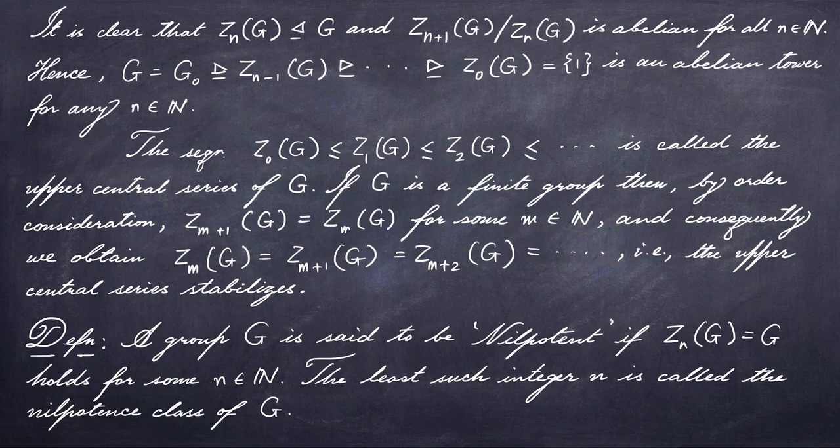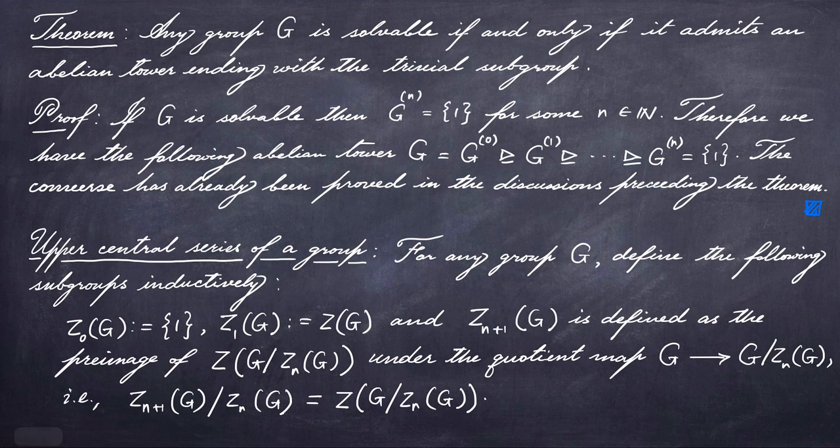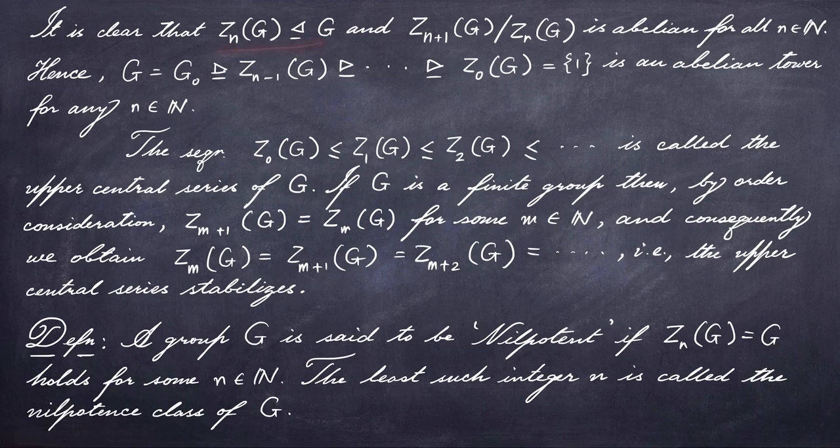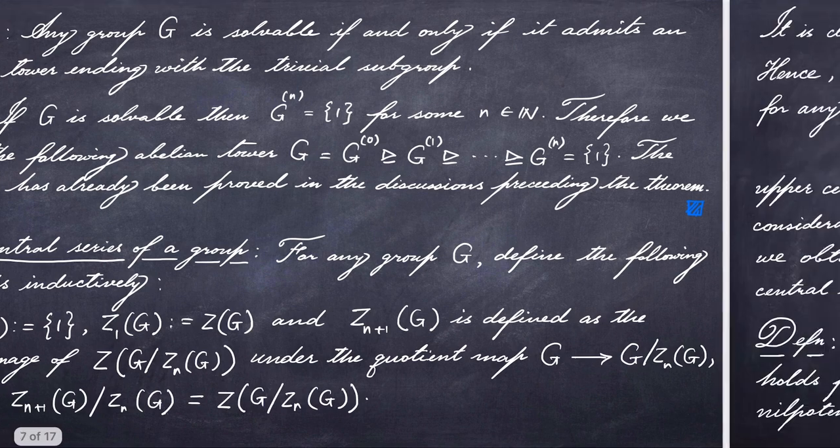It is quite clear from the construction that Zn(G) is a normal subgroup of G. This is because if we are given a group G and a normal subgroup N, then the correspondence theorem says that the subgroups of G modulo N and the subgroups of G containing N are in a bijective correspondence, and that correspondence also preserves normal subgroups. That is, a normal subgroup of G goes to a normal subgroup of G modulo N, and a normal subgroup of G modulo N, its pullback is going to be a normal subgroup of G. Therefore, each Zn is a normal subgroup of G, and Zn+1 modulo Zn is of course abelian, because it is actually the center of some group, and the center of any group is always abelian.